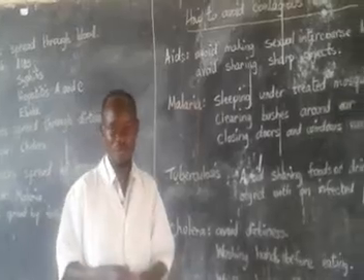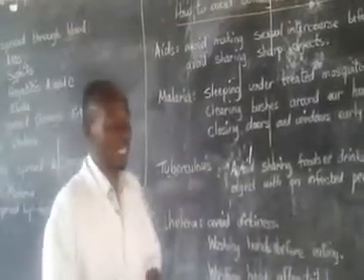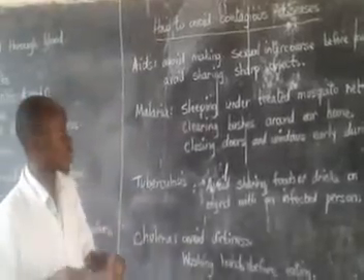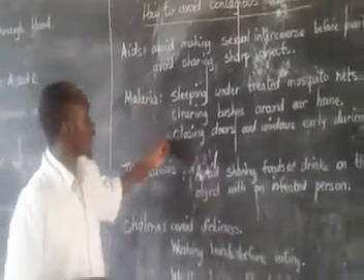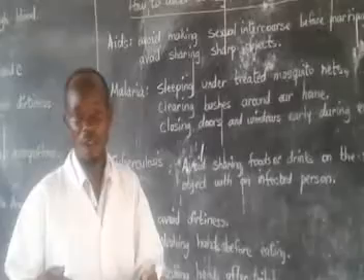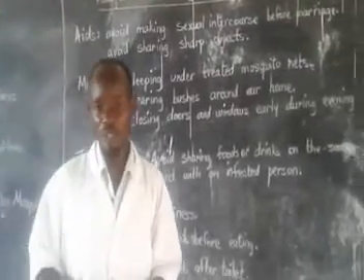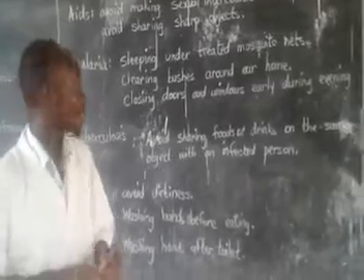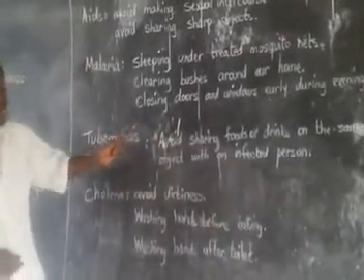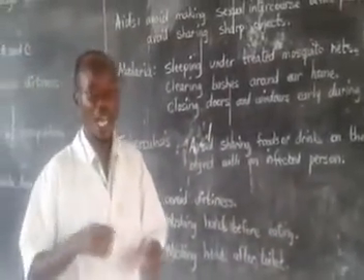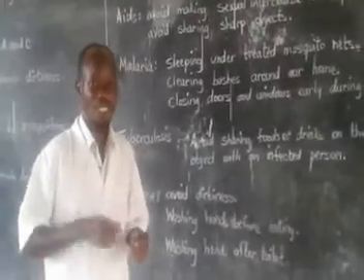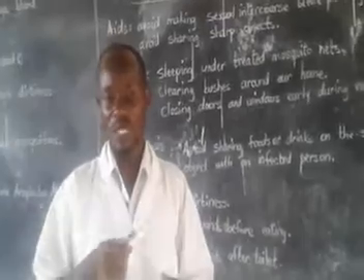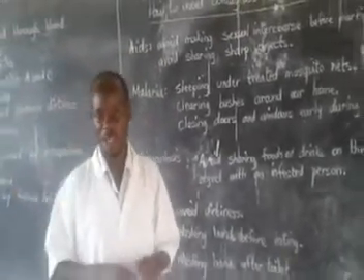Malaria. How do you have to avoid malaria? Sleeping under a treated mosquito net, okay? Sleeping under a mosquito net. Two, clearing bushes around our home. If there are bushes around your home, take the machete, take the panga and clear it, okay? Good. And lastly, we have closing doors and windows early during the evening. When it is evening, try to close your doors and windows so that mosquitoes cannot enter your house.